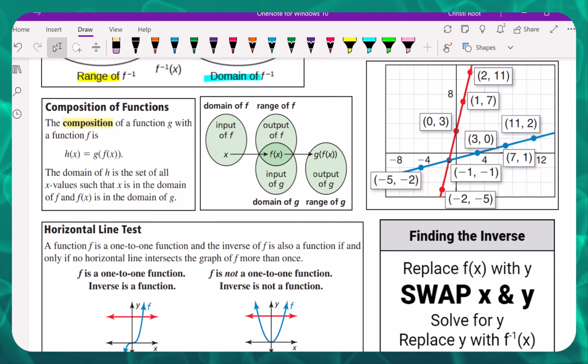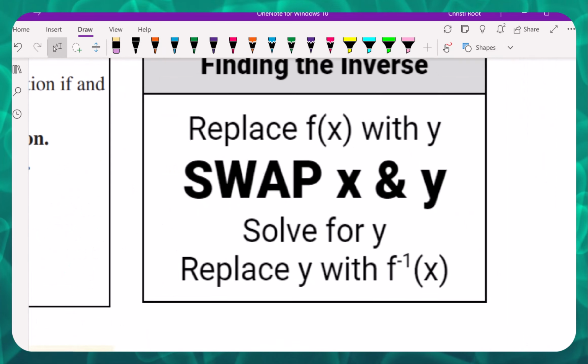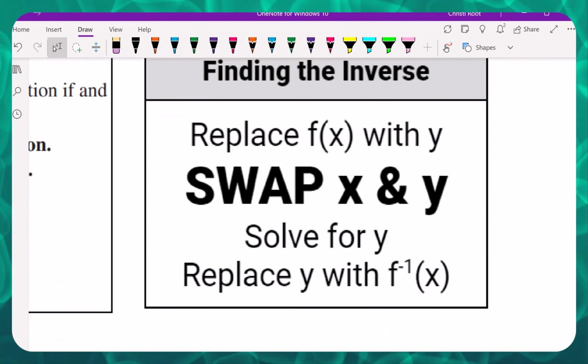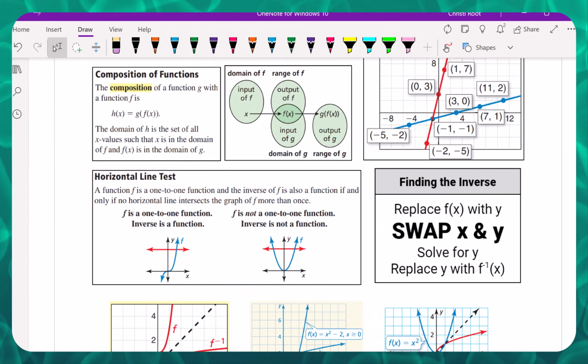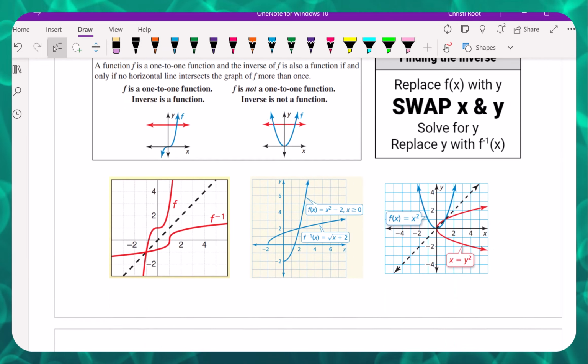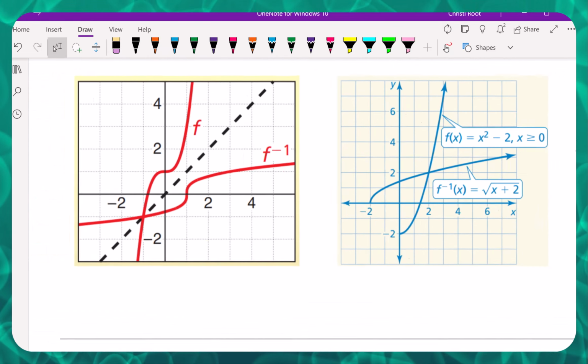If you are trying to solve for an inverse from a function, you have to replace f of x with y and then do the magic thing. You swap your x and y, and then you solve for y. We're going to do some practice with that. But before I do that, let me show you just a handful more.